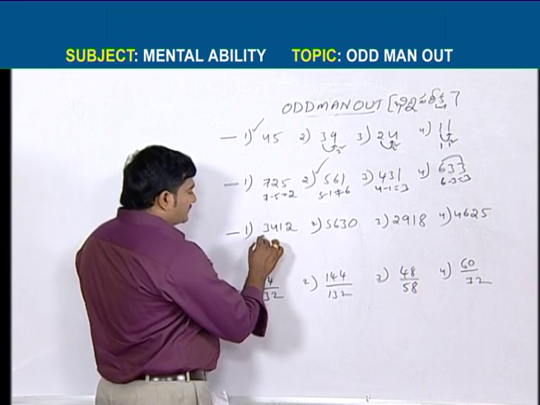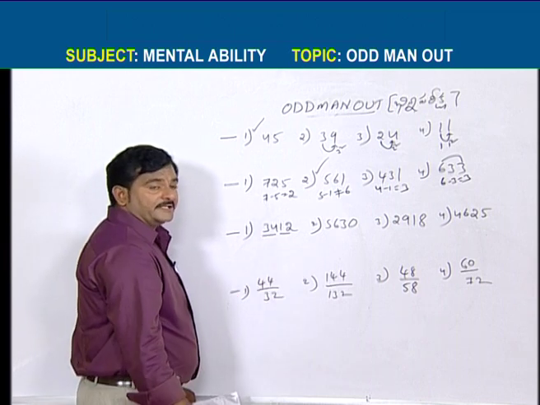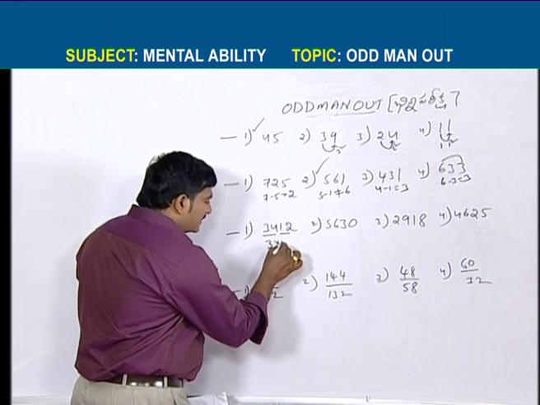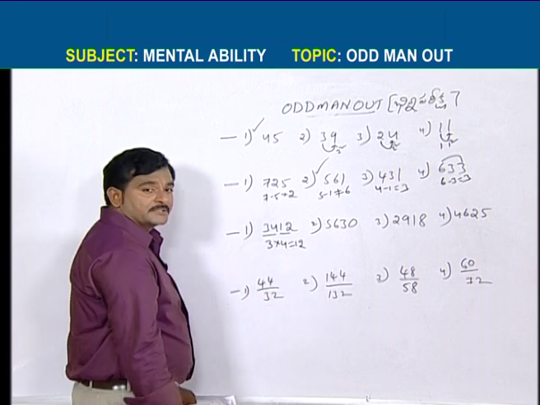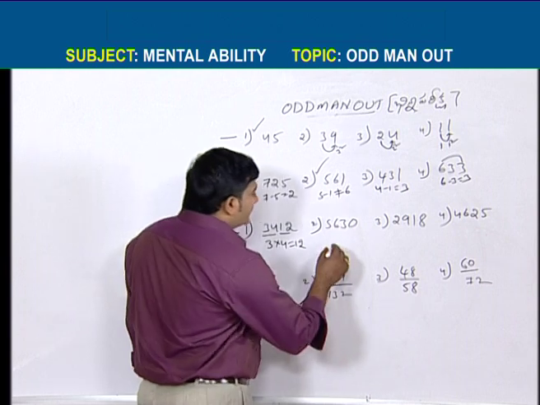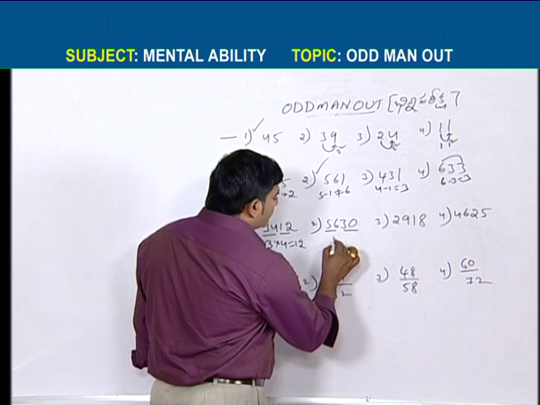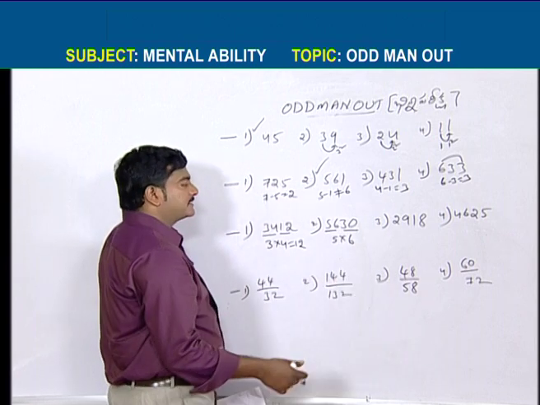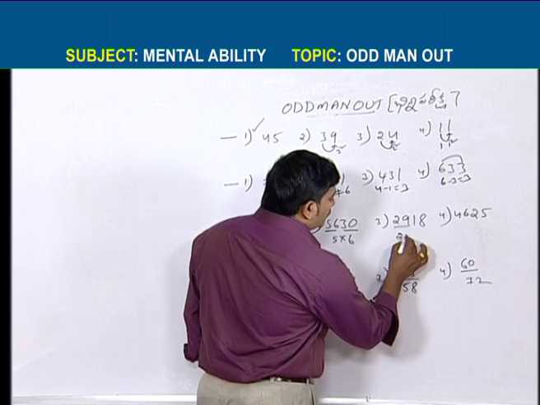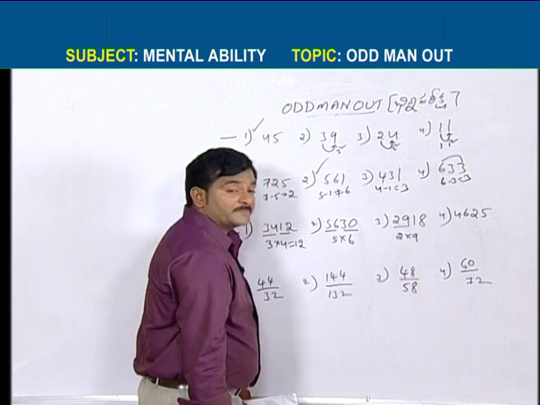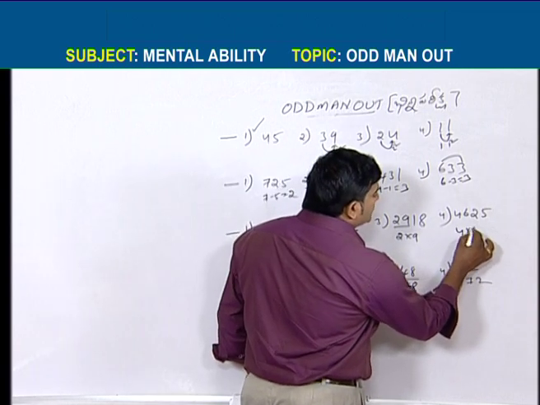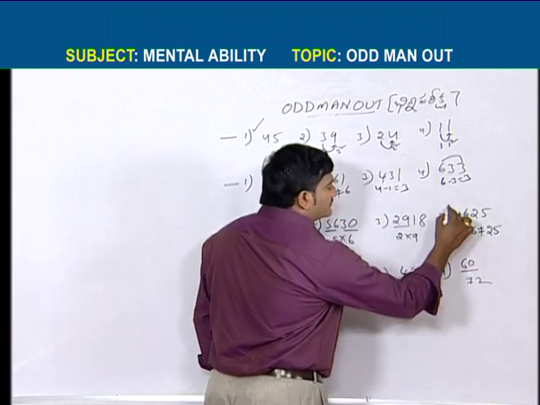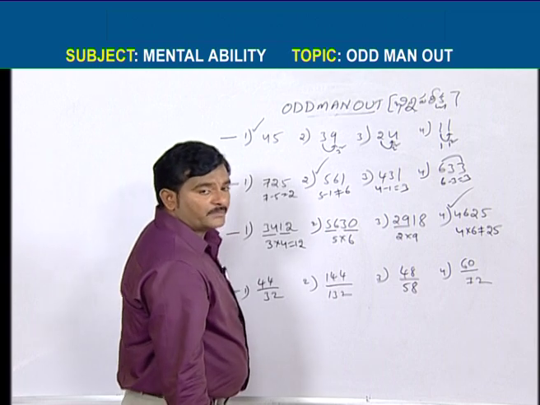See 34, 12. What is the relation between 34 and 12? 34 means 3 into 4, 3 into 4 is 12. Similarly 56, 30. What is the logic here? 5 into 6 means 30. Similarly 29: 2 into 9 is 18. It is possible. Similarly 4 into 6 is 24 you have to get, but how much is given? 25. That's why the fourth one is the answer. I hope you understood this.